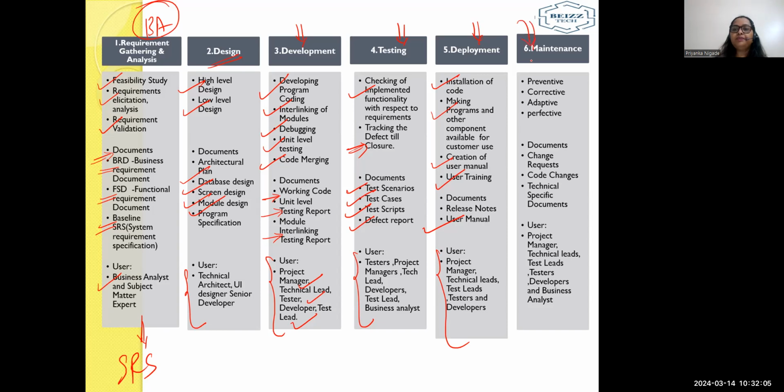Last is the maintenance phase. There are four types: preventive, corrective, adaptive, perfective. Documents are any change requests, code-related changes, or technical documents you will get. And again, all team members get involved because it is like customer support. And here, this entire process is called the software development life cycle.